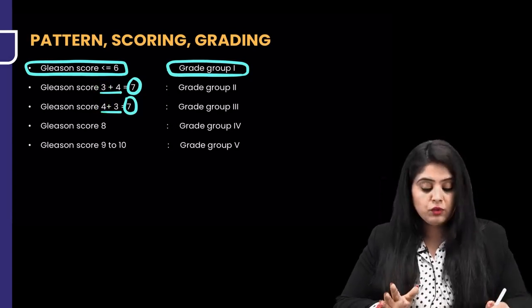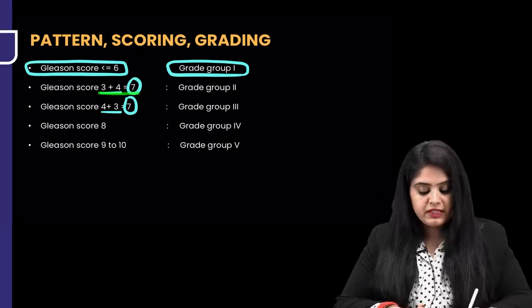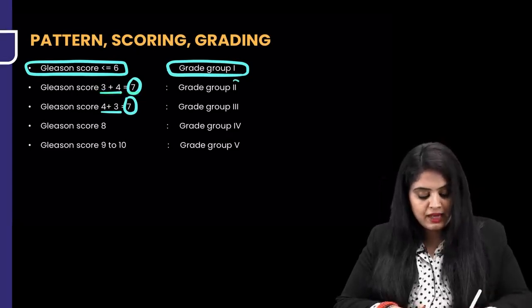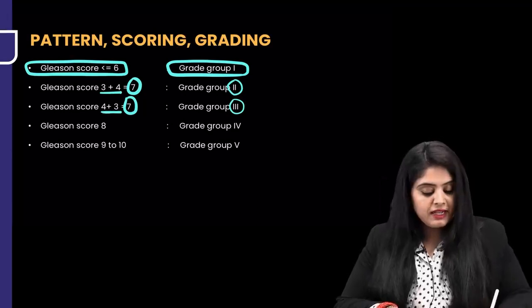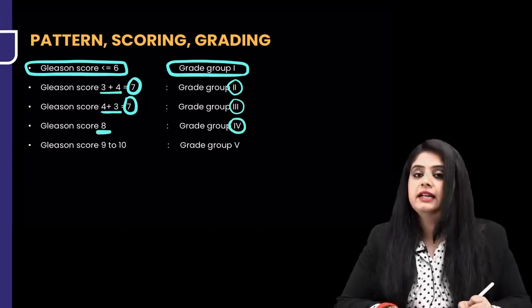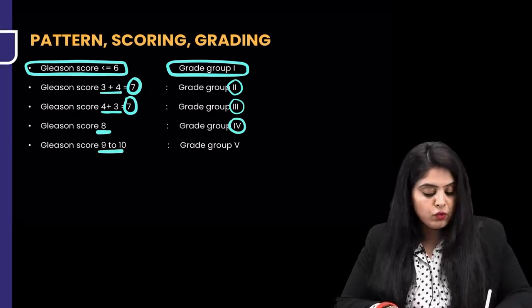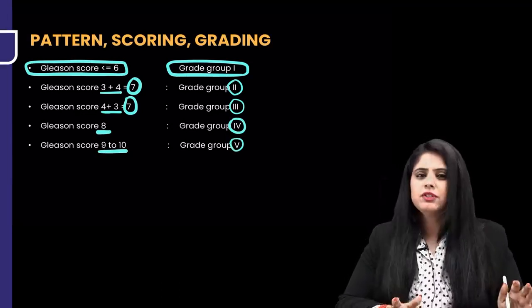That is changing. So if 3 plus 4 is 7, then I take it as grade 2. And if 4 plus 3 is 7, I grade it as grade 3. Finally, 8. If the score is 8, then it is grade 4. And if the score is 9 or 10, it is grade 5. Almost half-half is going on.